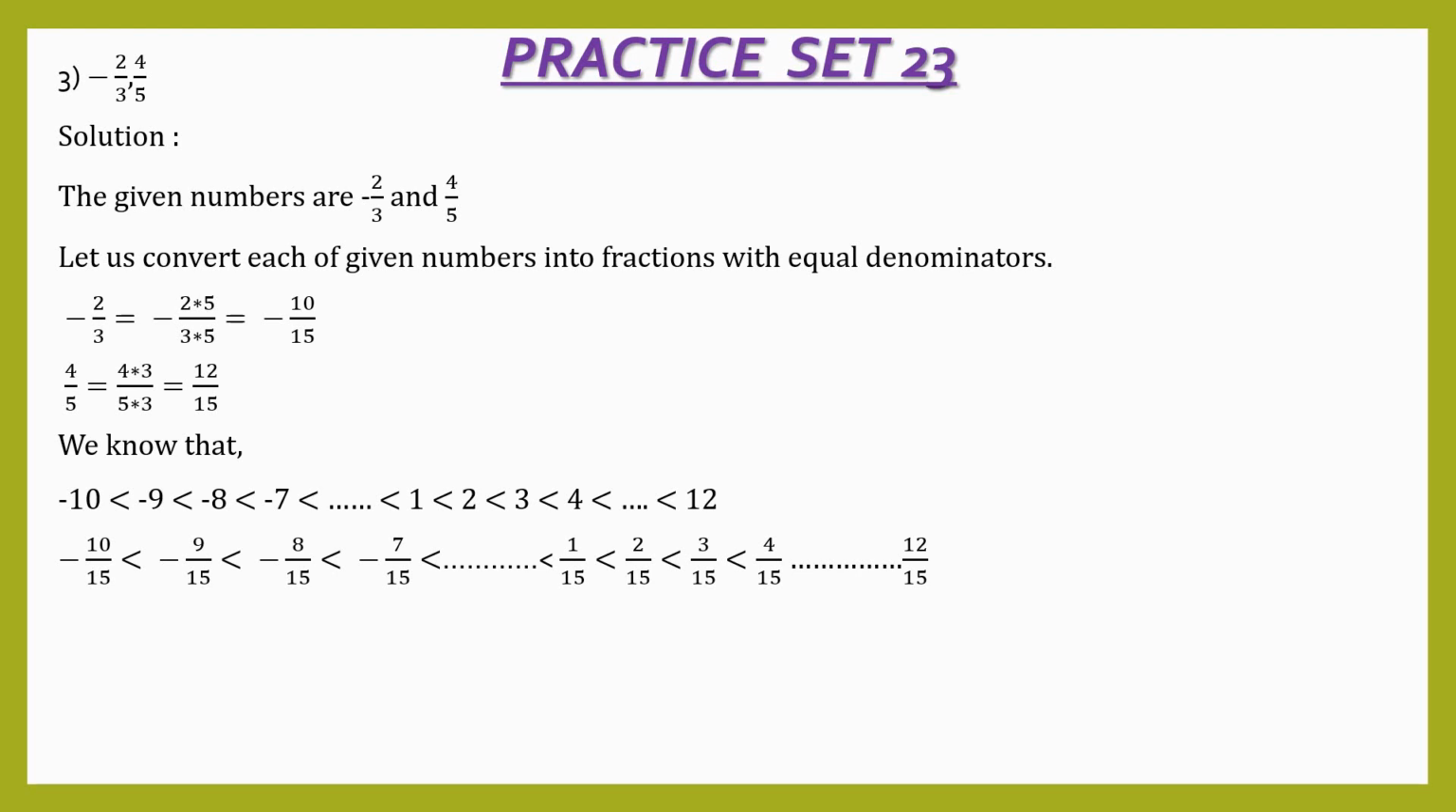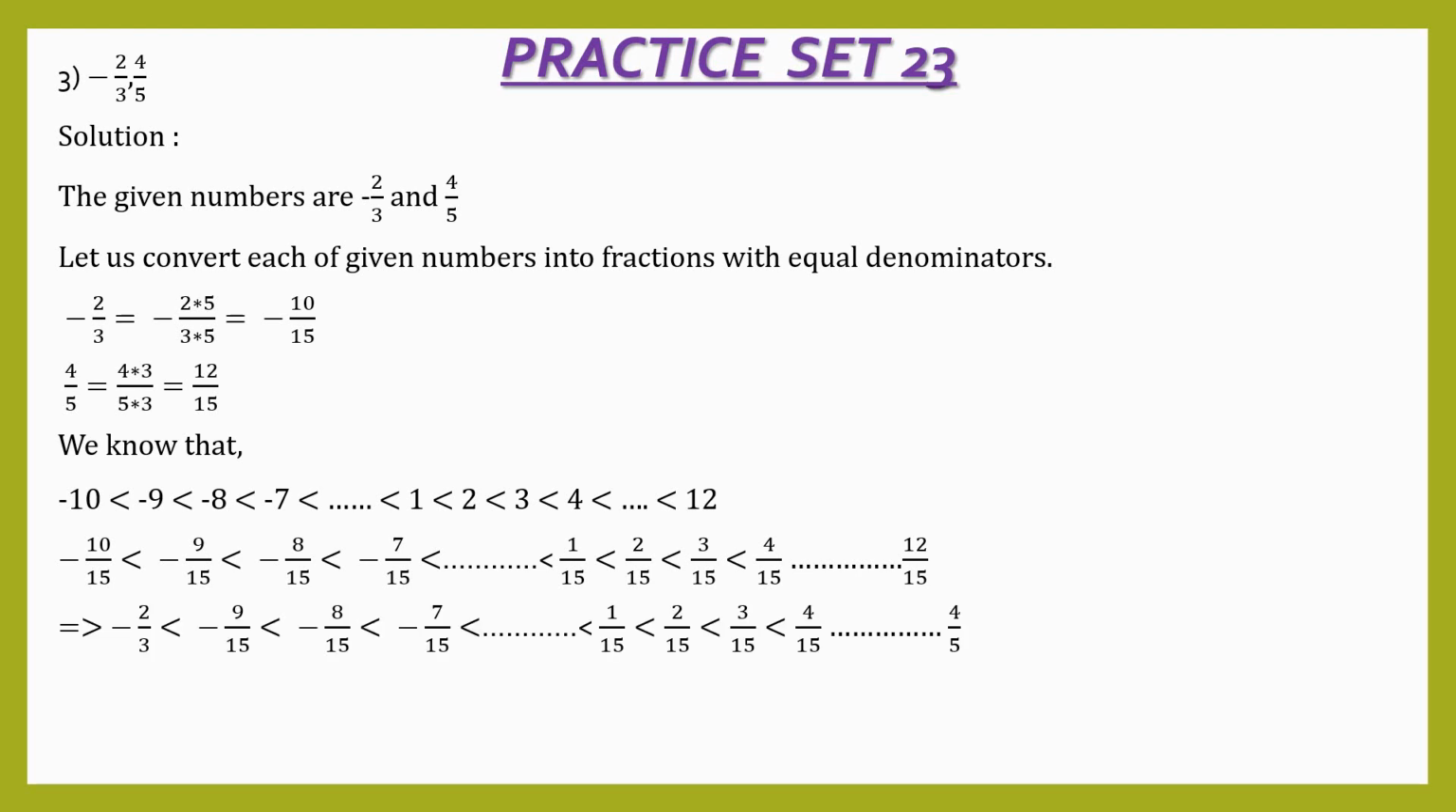Now, instead of minus 10 upon 15, I have written minus 2 upon 3, and instead of 12 upon 15, I have written 4 upon 5, because both are equal. So we can replace it. Now, we have to find any three numbers which lie between these two numbers, that is minus 2 upon 3 and 4 upon 5. So this many numbers lie, so we can pick any three of our own choice.